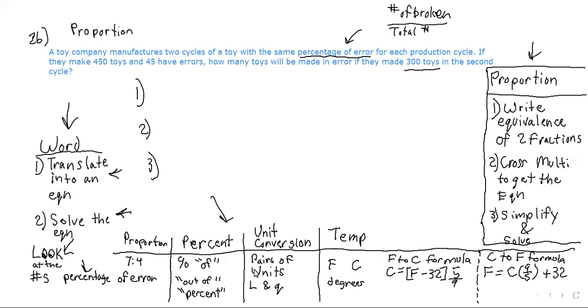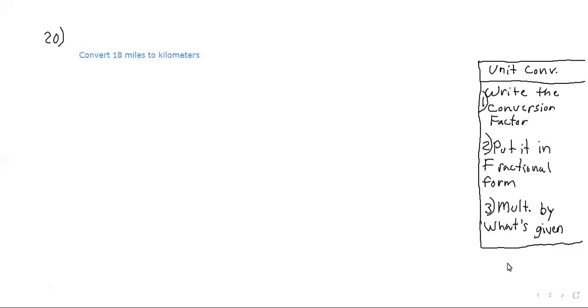Once we identify what type of problem it is, it's very easy to go ahead and use the specific technique to set up our equation. So let's look at the numbers and see what we have on that problem. We see pairs of units: we see kilometers and we see miles. So it confirms this is a unit conversion problem.